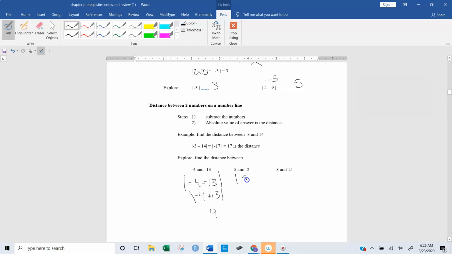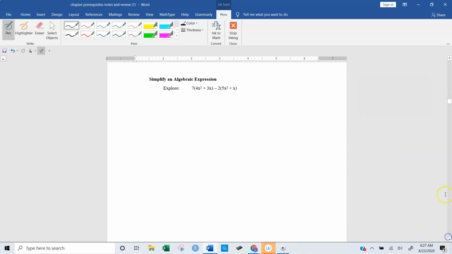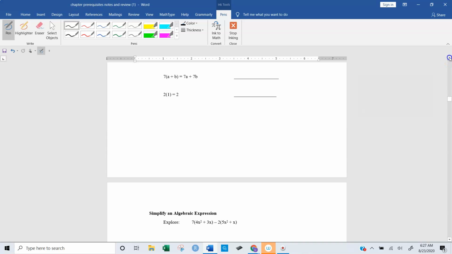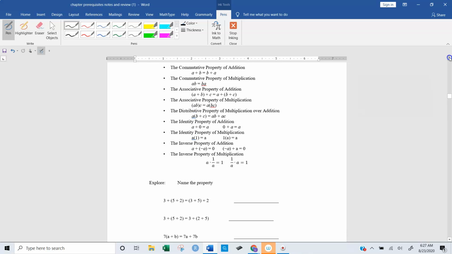Distance between 5 and negative 2 is 5 minus a negative 2, which you should have gotten 7. The distance between 3 and 15 is 3 minus 15, which is absolute value of negative 12, which is 12. You could have also done 15 minus 3 because it actually doesn't matter which order you subtract when you're doing this. Okay, ooh, too far. Next on the list, and I am sorry this is long. If you need to pause and come back to it tomorrow, that's fine.